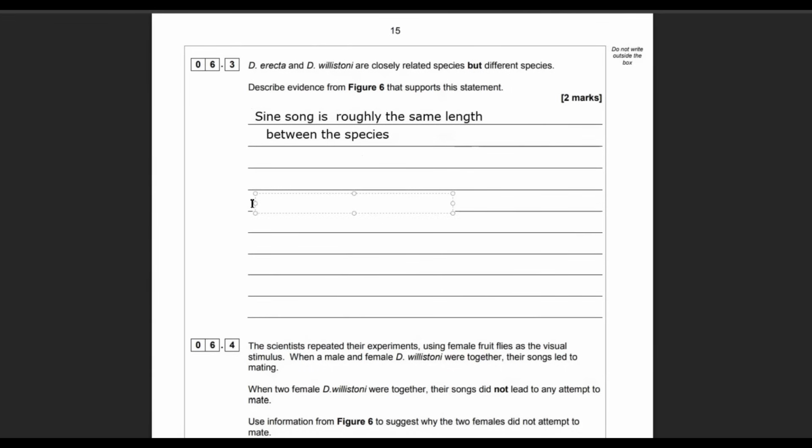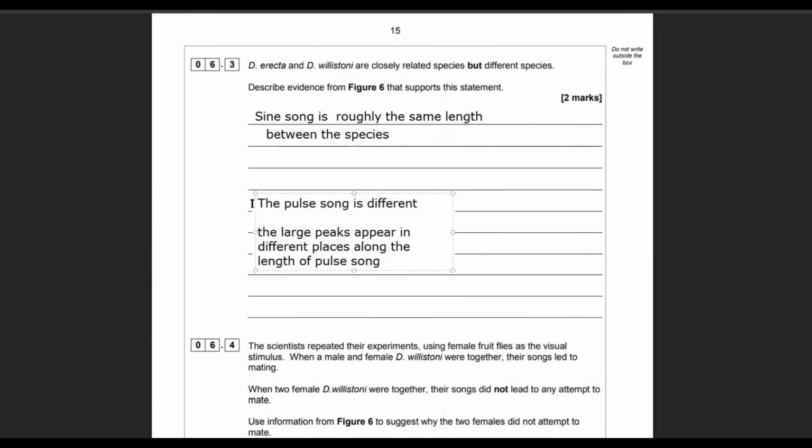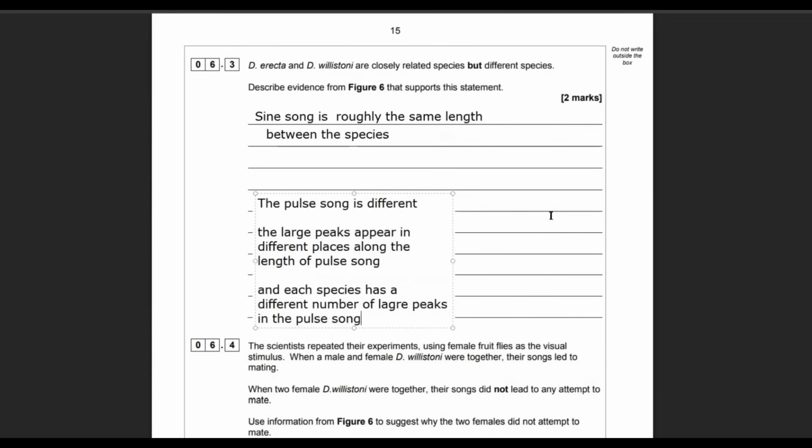However, the difference is the pulse song is different. Now, we can't just say it's different. We have to say why. The large peaks appear in different places along the length of the pulse song, and each species has a different number of large peaks in the pulse song. Oh my good gosh. There we go.